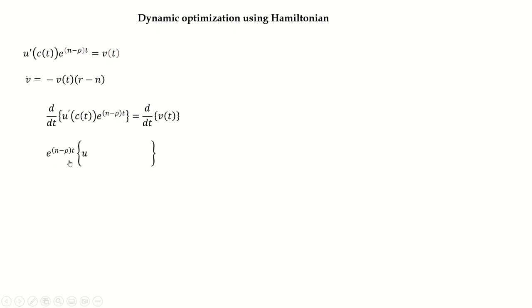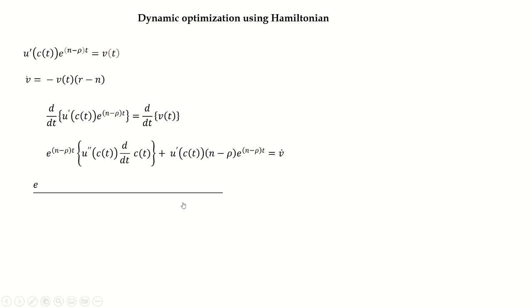So let's say this is our first function. We're differentiating the second function with respect to time. So this will be u double prime c, then we'll take the derivative of c, and this will come over here. So first function, differential of second, plus second, and then we differentiate this with respect to time. This is straightforward, and this will be e raised to the power n minus rho t, and then we'll have n minus rho as a multiplicative term on this side. On the right hand side, this would be v dot t simply.